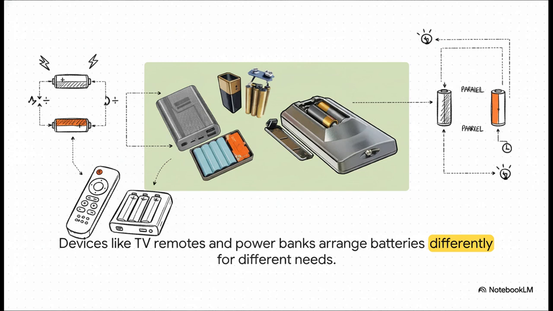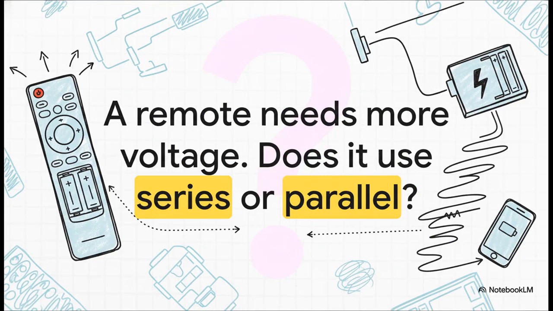And this isn't just some abstract idea from a textbook. This stuff is used in pretty much every gadget you own. The way batteries are put into your TV remote versus how they're arranged in a power bank is a very specific design choice. It all depends on what that device needs to do. So let's end with a little thought experiment to tie it all together. A TV remote needs a bigger push, more voltage to send its signal. A power bank, on the other hand, needs to supply a steady current for a long time. So, based on everything we just talked about, which one do you think uses a series connection and which one uses parallel? The answer is hiding right there in the rules we just learned.